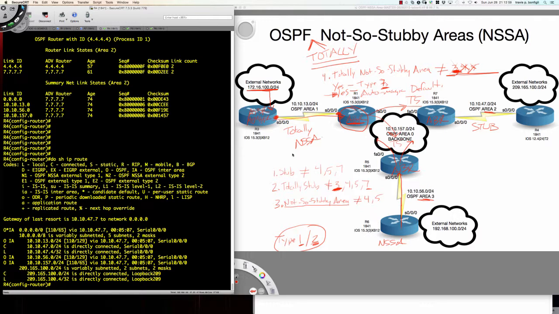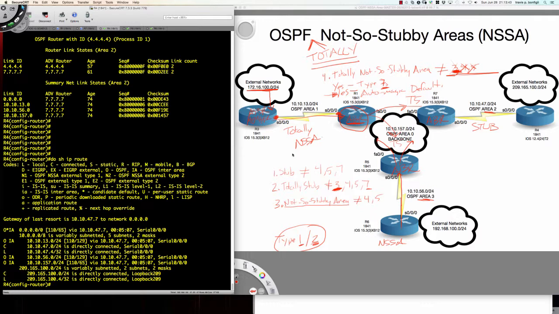Then we looked at the Not-So-Stubby area, the NSSA, which said, you know what? I've got external routing information and sources I need to get into this OSPF area, so I'm going to be an NSSA. However, I'm not going to allow type 4s or type 5s into the area, right? Similar to the stub, except the NSSA is allowing type 7s in there. And then the one key point with the Not-So-Stubby area is the default route is not provided automatically for you. You've got to configure it with that default information originate statement, and it's got to be on the ABR.